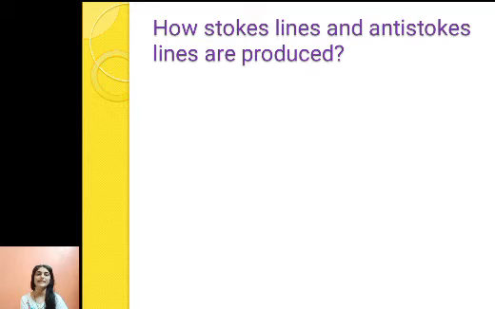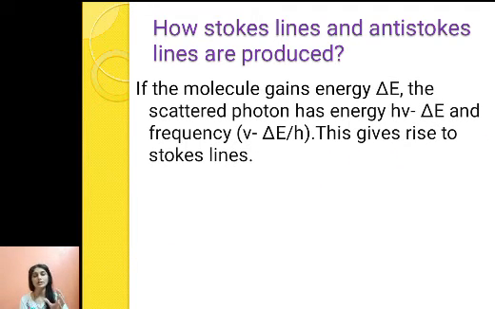How are Stokes lines and anti-Stokes lines produced? If the molecule gains energy, suppose the molecule is in the ground state, it will naturally absorb energy from the photon equal to delta E, where delta E is nothing but the difference between the ground state and excited state, and it will go to the excited state.